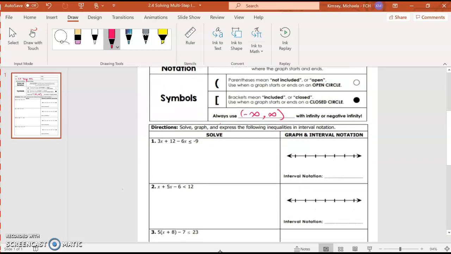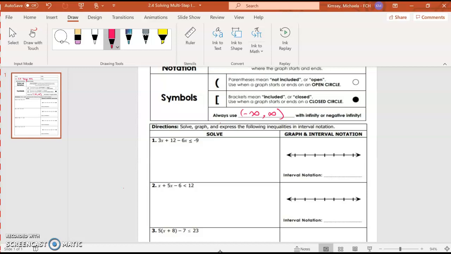Now down here, we are going to solve 3x plus 12 minus 6x is less than or equal to negative 9. You want to start by combining like terms. We can combine 3x and negative 6x to be negative 3x. Then we add on our plus 12 and keep less than or equal to negative 9. Now we want to subtract 12 on both sides, and we will get negative 3x is less than or equal to negative 21.